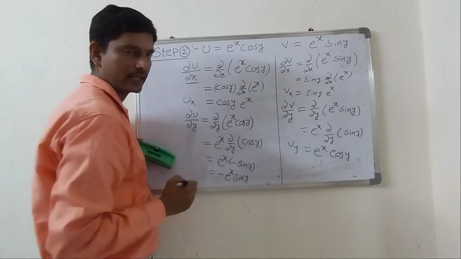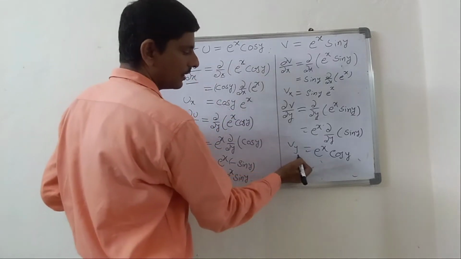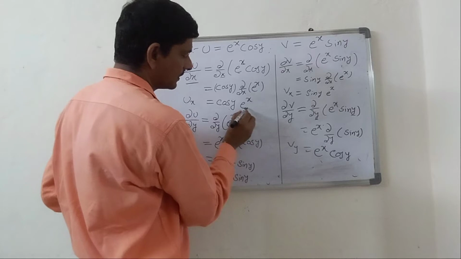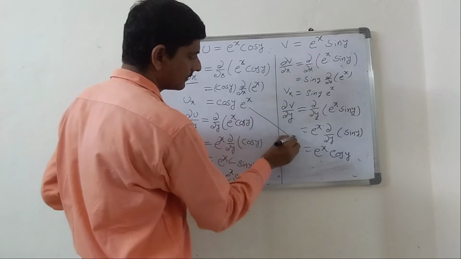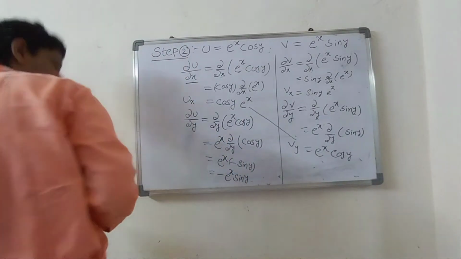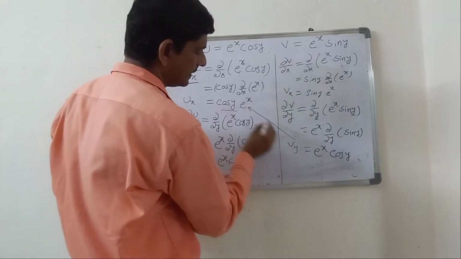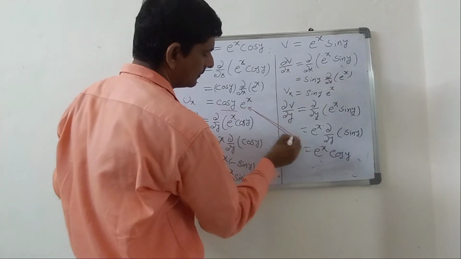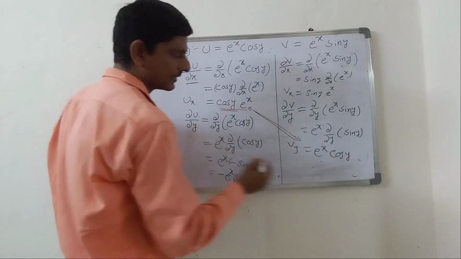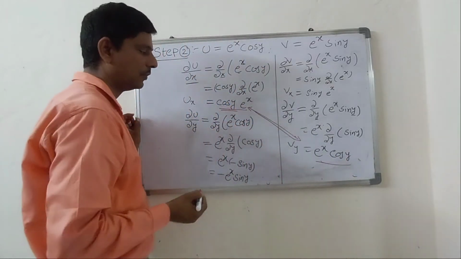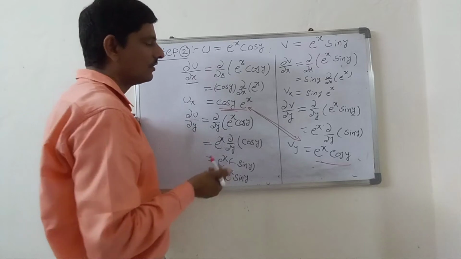Now if you observe here, what is dou u by dou x? Cos y into e power x. It should be equal to dou v by dou y. Then we observe this. So cos y into e power x, vy. Okay, this is ux, and this is vy. Are you observing? So what is this? Cos y into e power x. What is this? Cos y into e power x. Both are equal, right?